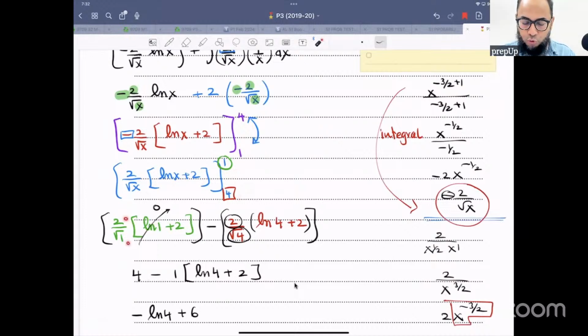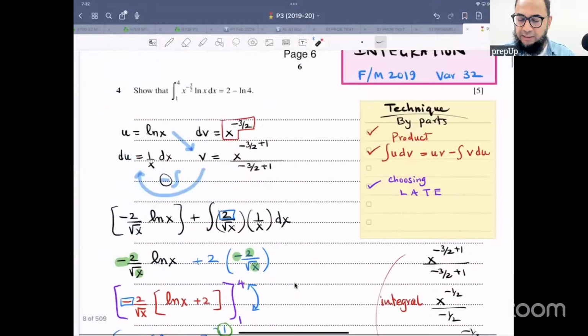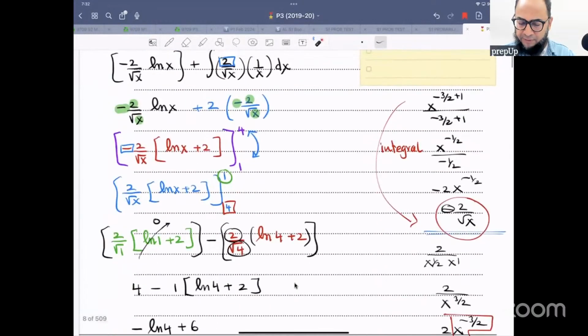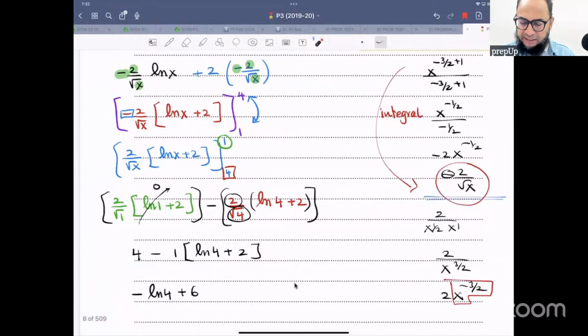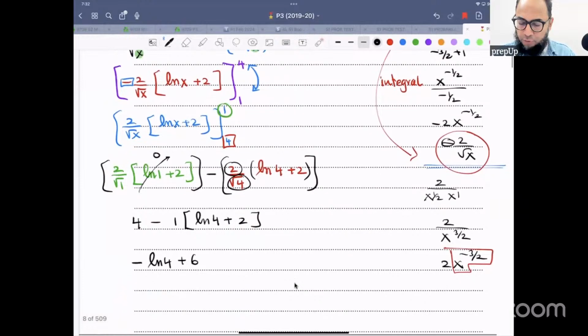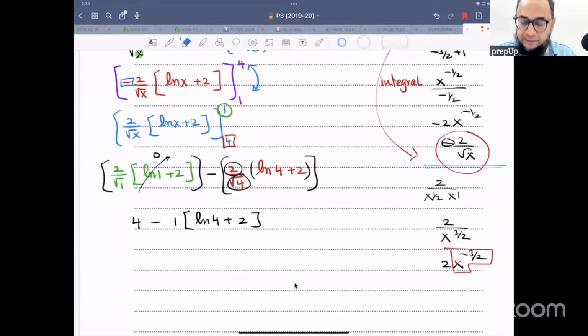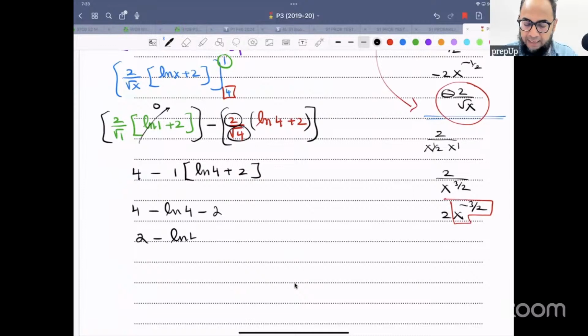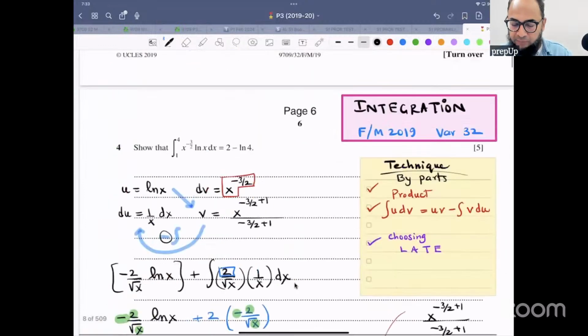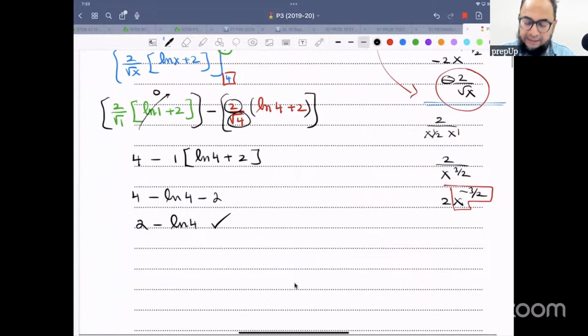So 2 over root 1 ln of 1 plus 2, and this is 2 over root 4 ln 4 plus 2. So the answer has ln 4 and this 2. I think there's a plus minus mistake over here. So now this is plus 2. I think I forgot this minus thing. That is 4 minus ln 4 minus 2. And this is 2 minus ln 4. I think that was all a small mistake, and that thing is corrected. All good, all clear. It's always a good idea to double check your working.